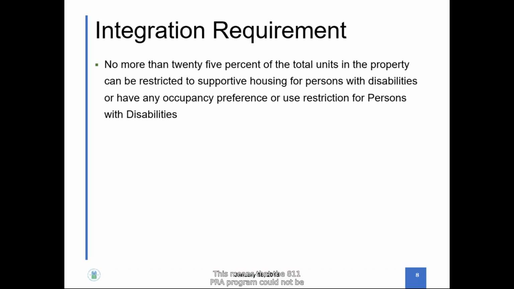This means that the 811 PRA program could not be in more than 25% of the units, but it also means that any units that have a restriction to house people with disabilities will also count towards the 25% integration requirement. For instance, your community might have an existing multifamily development that has 100 units. This means that up to 25 of those units can have an occupancy preference for people with disabilities. Some other common programs that a multifamily property might participate in that would also reserve units for people with disabilities include the HUD Continuum of Care program and state-funded rental assistance programs targeted to particular disability populations.